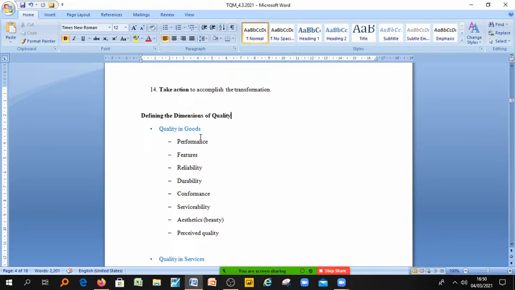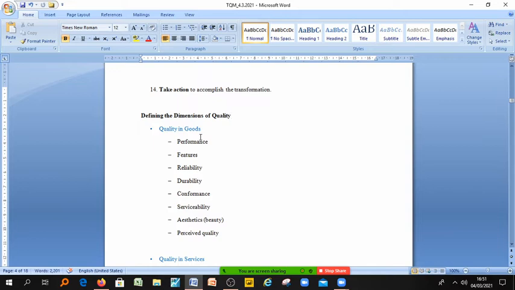So quality in terms of goods can be looked at from the perspective of performance. For example, if I bought a laptop, how does it work? I'll look at its performance, isn't it? And if it's a phone, how does it work? Are we together? Then features, you look at the features. For example, if it's a phone, does it have WhatsApp? Does it have Facebook? Does it do this? So those are the features for the phone, and you base on that to look out for the quality of that phone.